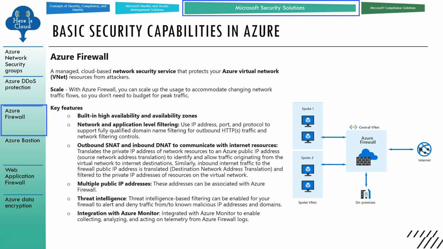That means it can translate private IP addresses of network security to Azure public IP addresses to identify and allow traffic. Similarly, vice versa. It can support multiple public IP addresses. So it has threat intelligence based filtering, which can be enabled for your firewall to alert and deny traffic from or to malicious IP addresses and domains, which is very helpful, and it integrates well with Azure Monitor. So these are the key features for Azure Firewall.